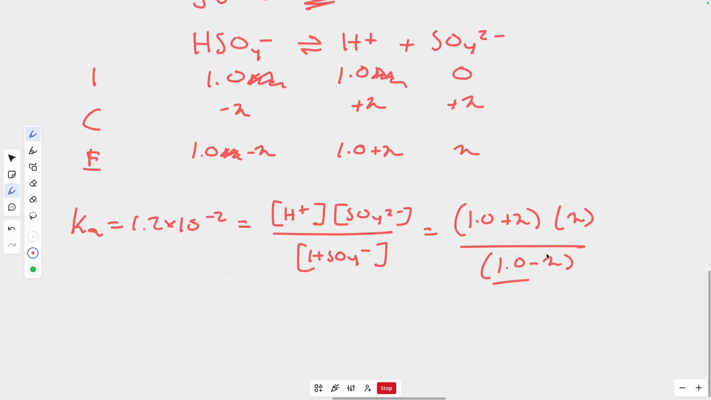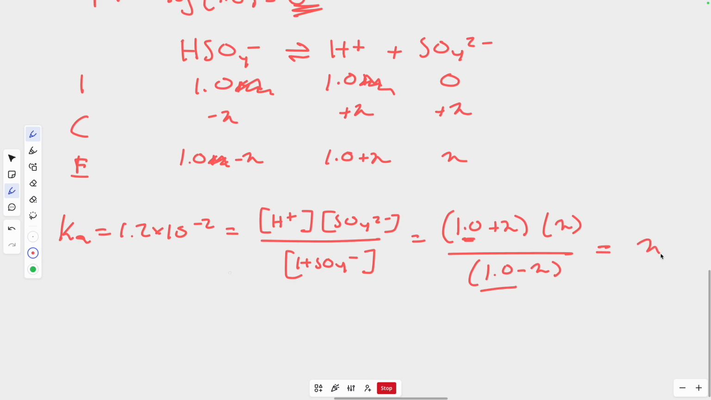So we can approximate both of these to be 1 molar because the small x value isn't going to change it much. So this essentially is just equal to x because you have 1 molar times x over 1 molar, right? So all this just cancels out and you have x here. So 1.2 times 10 to the power negative 2 is equal to x.